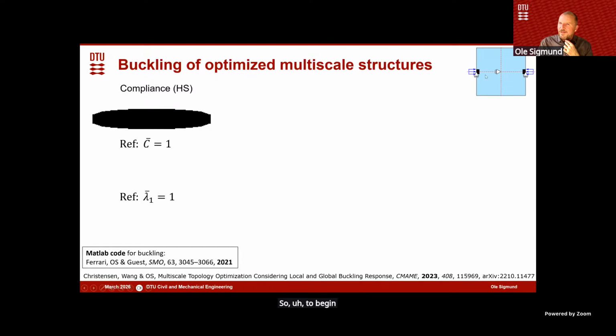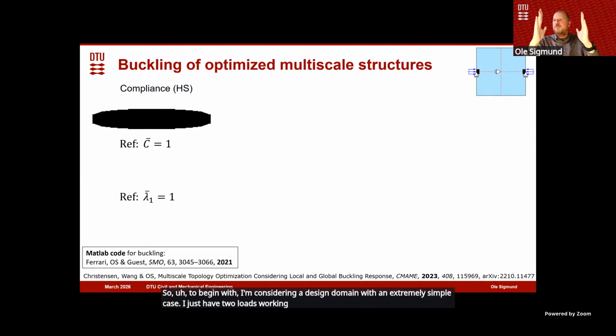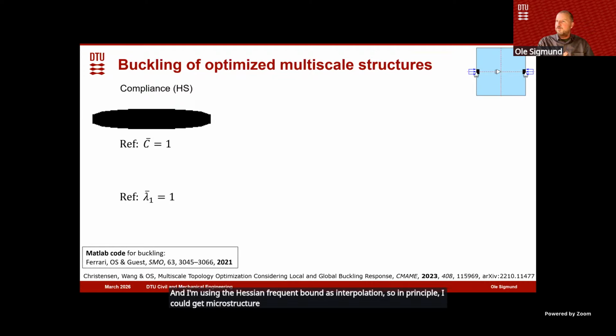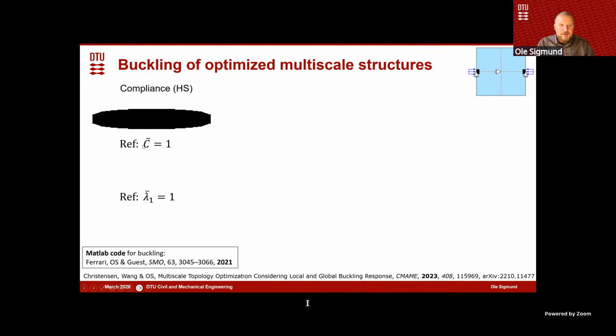To begin with, I'm considering a design domain with an extremely simple case. I just have two loads working in the opposite direction, so I'm essentially compressing a column, and I want to optimize that. As my reference structure, I'm minimizing compliance, and I'm using the Hashin-Strikman bound as interpolation. So in principle, I could get microstructure, but the optimizer doesn't want it, right? Because it's not optimal for stiffness. I put the compliance and the buckling eigenvalue for this as reference.